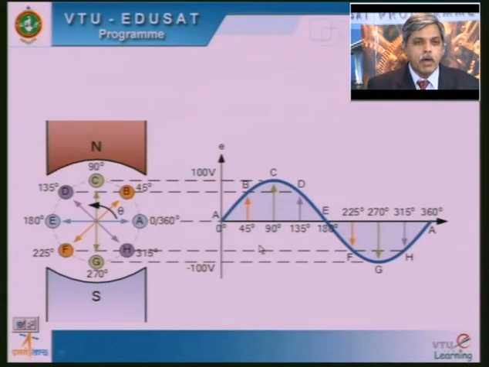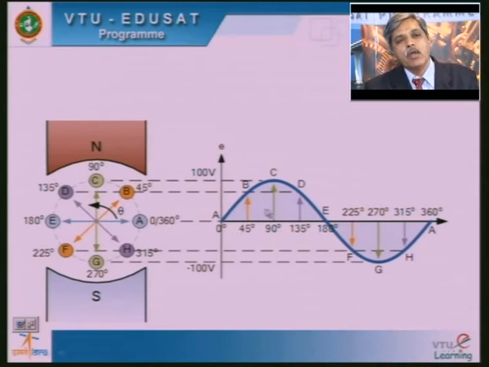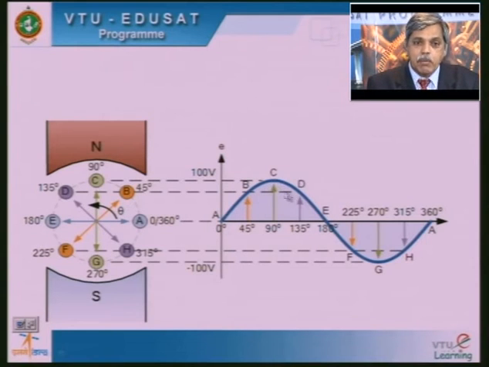Now the voltage in the conductor at B, at 45 degrees, and the conductor at position D, at 135 degrees, are both the same. But one is occurring after reaching the maximum and the other is occurring before reaching the maximum, that is the difference.